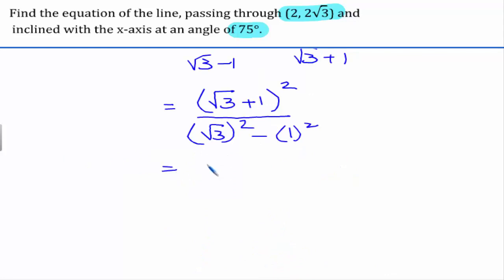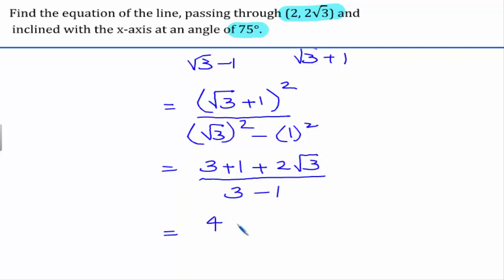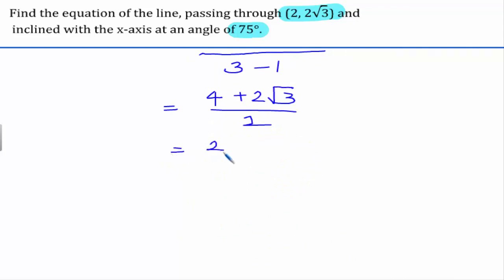Now here we get 3 plus 1 plus 2 root 3. I am opening this with the help of a plus b whole square, and this is 3 minus 1. In the numerator we get 4 plus 2 root 3 by 2. If we take 2 common and simplify in the numerator, we get 2 plus root 3 by 2. So here 2 gets cancelled.